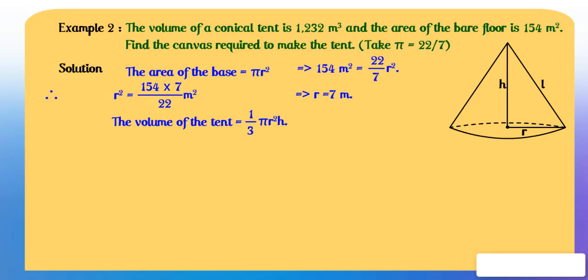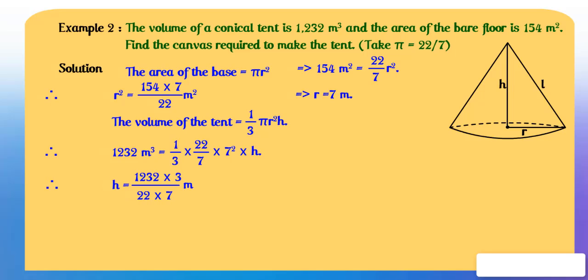The volume of the tent is 1 by 3 pi r squared h. Therefore, 1232 meter cube is equal to 1 by 3 into 22 by 7 into 7 square into h. Therefore, h is equal to 1232 into 3 divided by 22 into 7 meters. This is equal to 8 into 3 meters, which is equal to 24 meter.